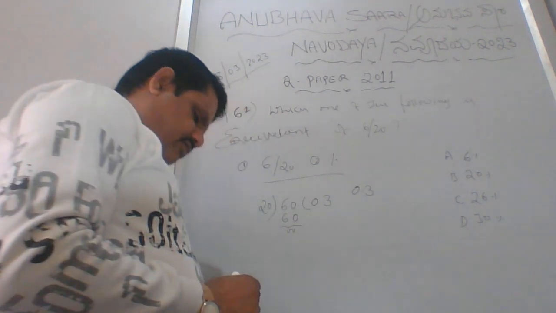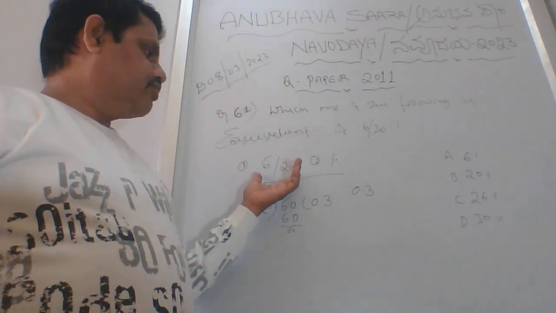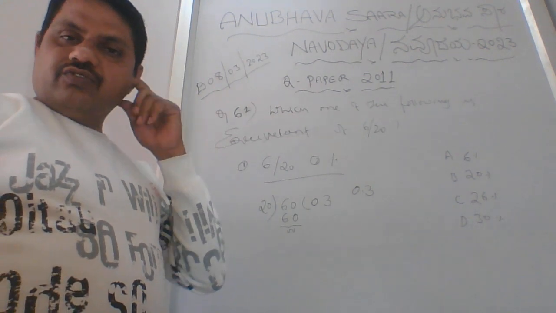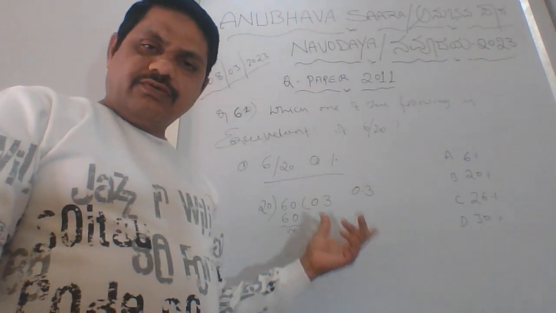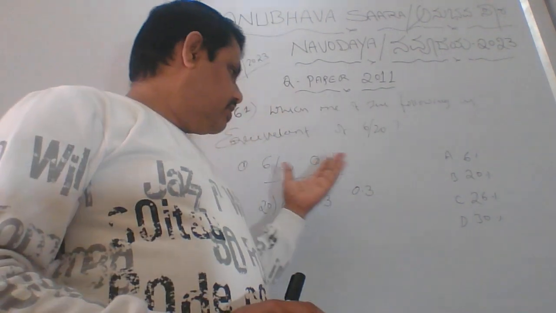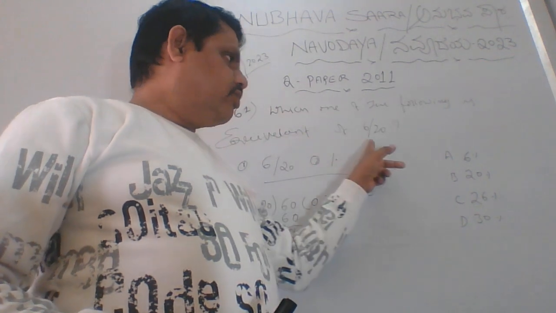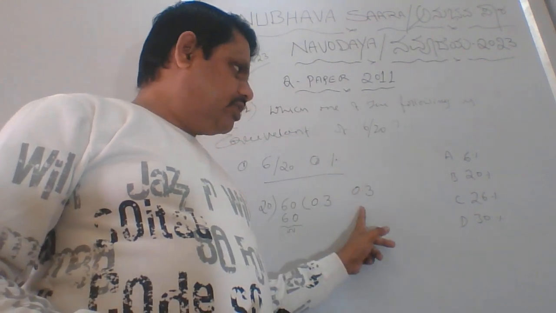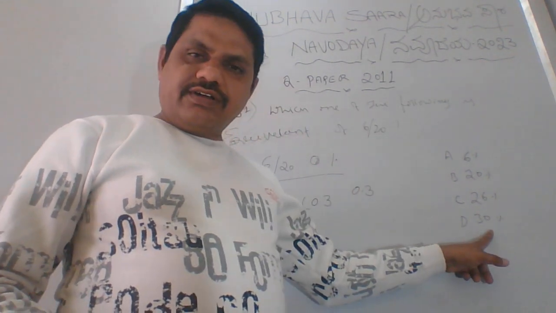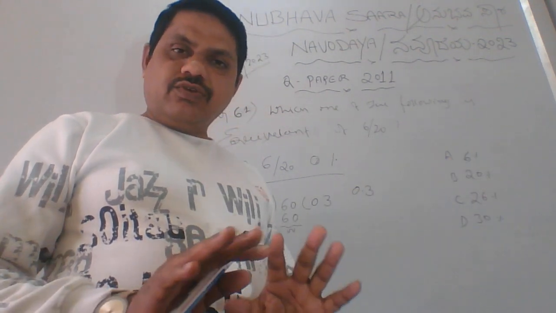So 0.3 is the answer which we got for this 6 by 20. Okay. So here we did not complete our entire question, because as I told you, here we have to follow two methods. One is equivalent, and that equivalent you have to convert into the percentage. Then only you can get the answer.